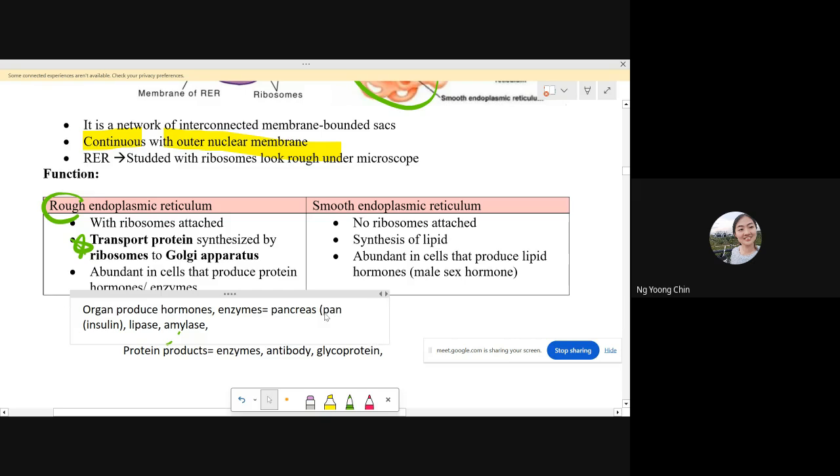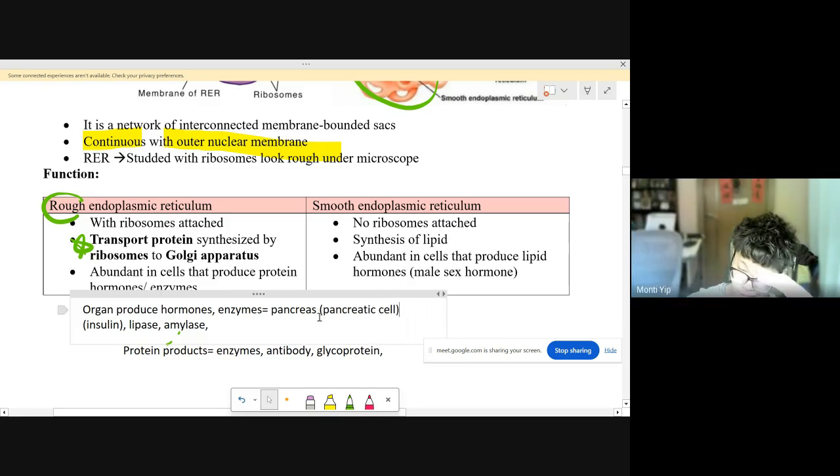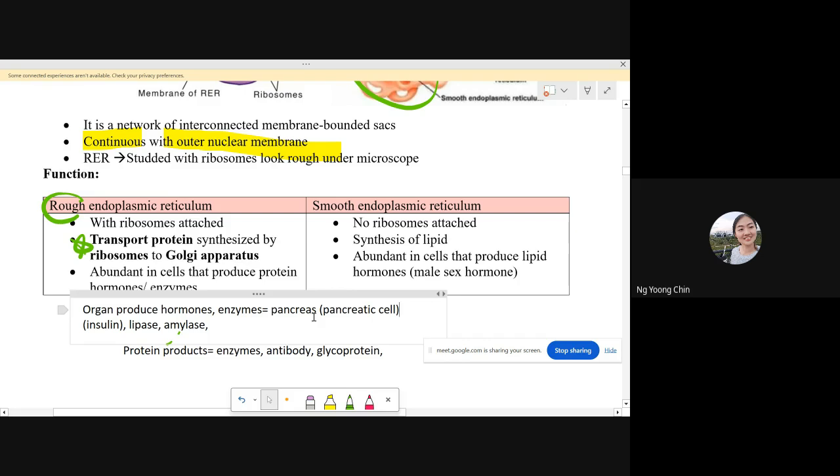This one, pancreatic cell. Just know that the pancreas is an organ, so these organs have a lot of cells. These cells contain a lot of rough endoplasmic reticulum, because they produce proteins, so they need this structure. Just remember it in this way.